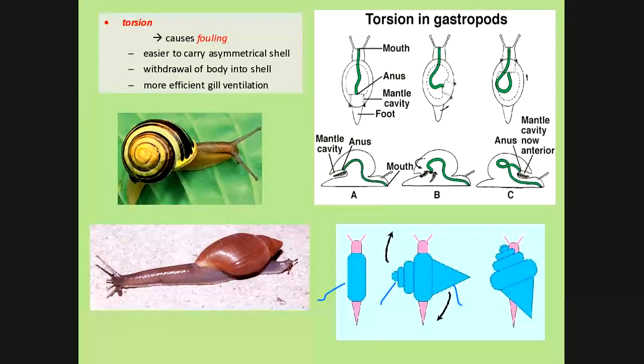Now, is fouling still an issue? Yes. But the reason why I think this is an interesting topic to bring up is this demonstrates that, remember what I said in evolution, that evolutionary trends, evolution is a compromise. You don't get everything you want. So does this cause fouling? Yes. Are the benefits of twisting the shell when it comes to ease of carrying it, right? You can see it's a lot easier to carry that asymmetric shell along the long axis of the snail, or withdrawing your body, or for gill ventilation if you do cause fouling.